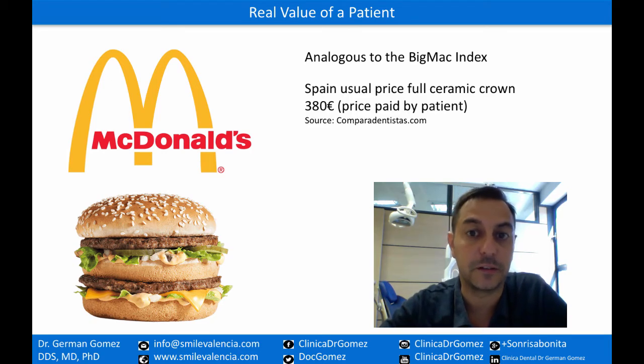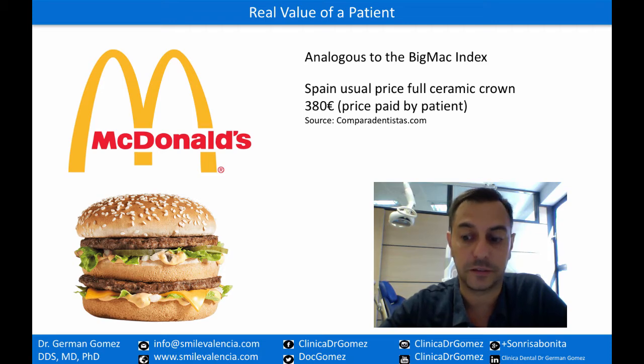The figure is, in Spain, the usual price of a full ceramic crown is 380 euros. That's the price paid by the patient. The source is comparadentistas.com. That's a platform to compare the prices of dentists. Okay, it's not my price. I don't say it's my price. It's the usual price in Spain.